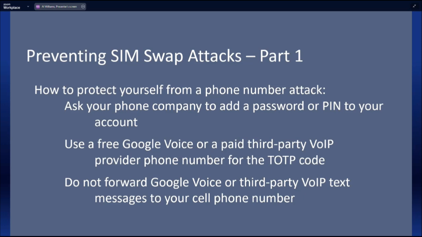Instead, get a free Google Voice number or pay for a third-party VoIP provider phone number and use that, because that way you can prevent SIM swaps. I personally use the Google Voice number as a way to prevent SIM swaps. If you do use Google Voice or another third-party VoIP, make certain that you do not forward either to your cell phone number, because if you do, and you happen to get caught in a SIM swap, your text messages that were going to Google Voice or the third-party VoIP will automatically go to your cell phone number, and it will defeat everything that you're trying to do by preventing a SIM swap.